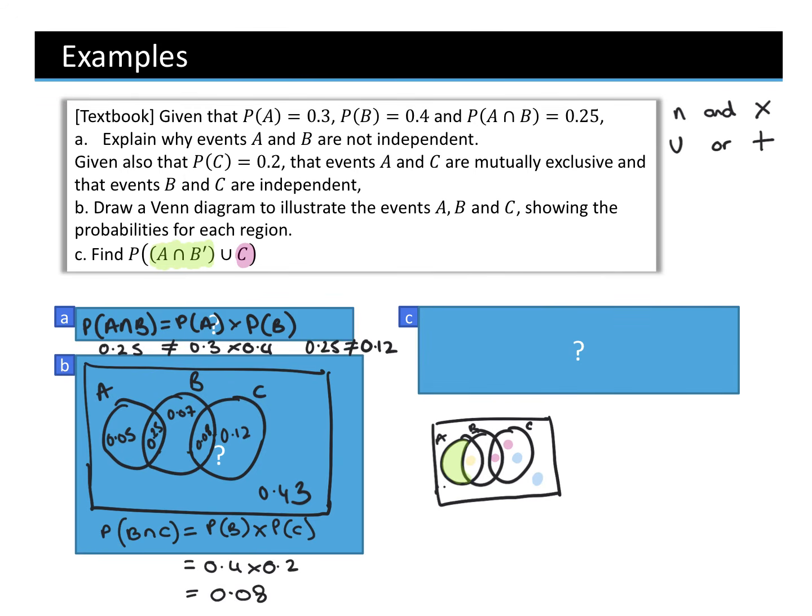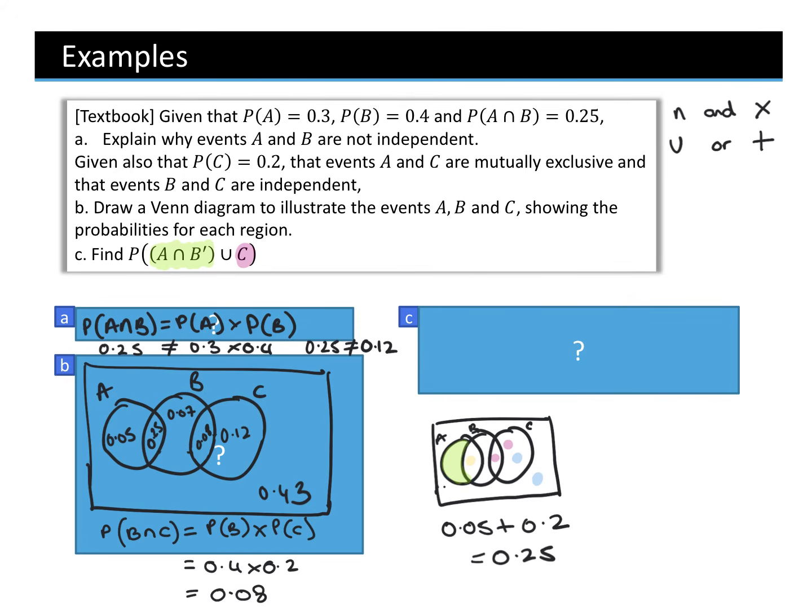Okay, and it says union. So it just means wherever I've coloured in the green and the whole of C. So this is in fact the whole of the green. We just know from here is 0.05 plus the whole of C, now we know is 0.2. So that means the answer is 0.25, okay?